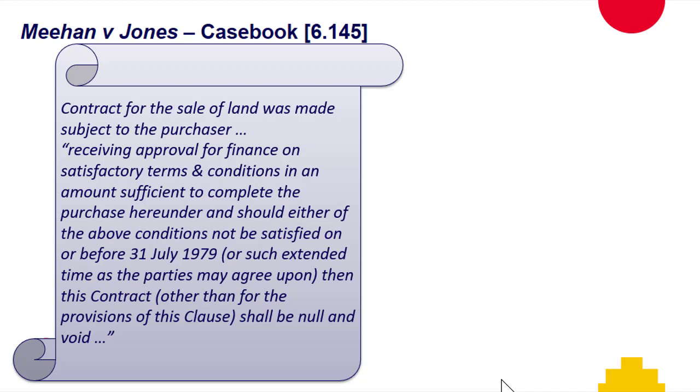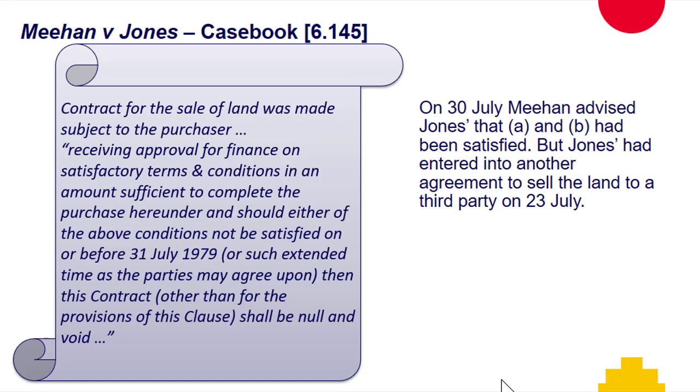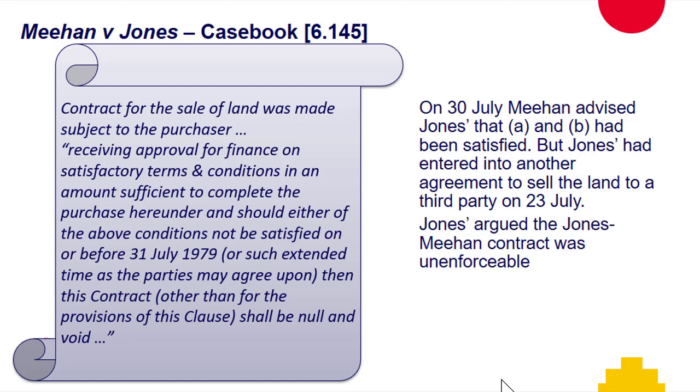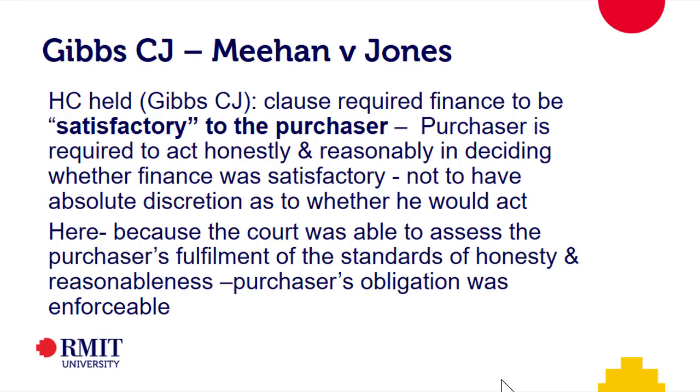And then the vendor, basically before the 30th of July, went and sold the property to somebody else and said, oh, well, actually that was an illusory promise. That was incomplete, lacked certainty, because it doesn't say who, satisfactory to who. Remember, this is the vendor saying, doesn't say who it's satisfactory to. I'm not in breach because I sold to somebody else. So, Jones argued that. So what happened?